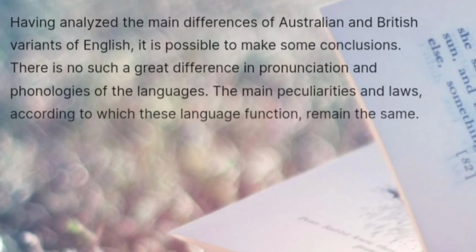Having analysed the main differences between Australian and British variants of English, it is possible to make some conclusions. There is no such great difference in pronunciation and phonology of the languages. The main peculiarities and laws according to which these languages function remain the same.